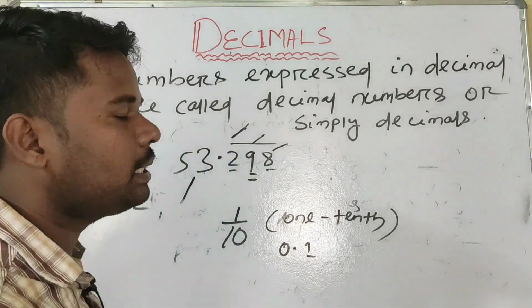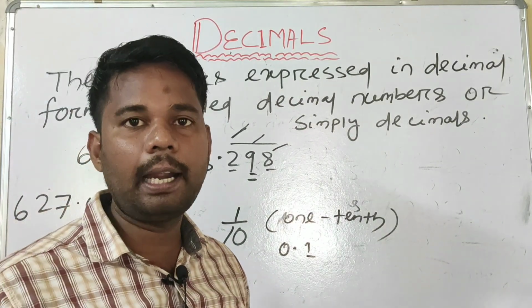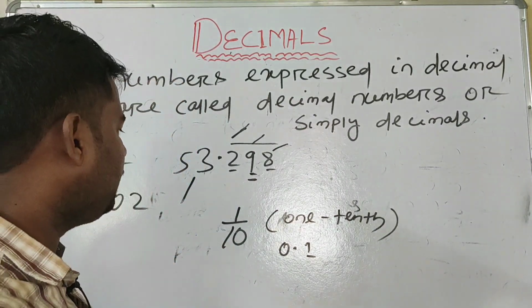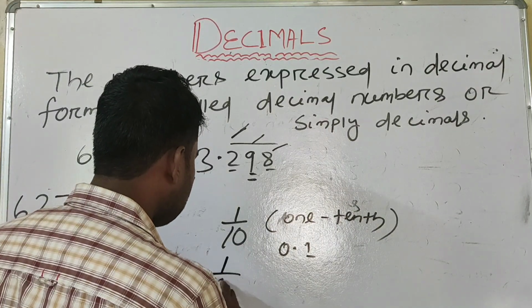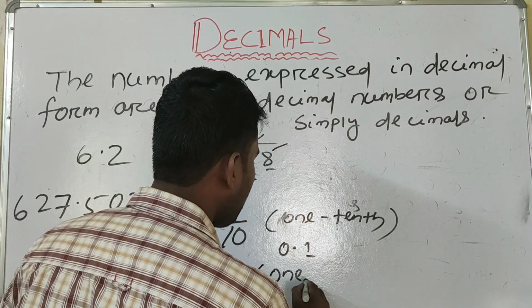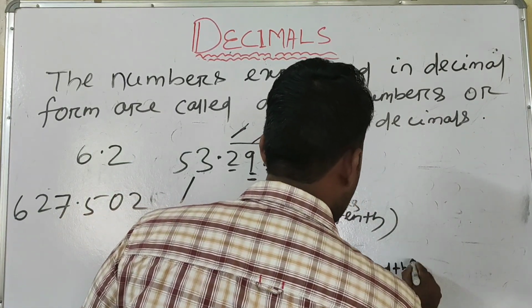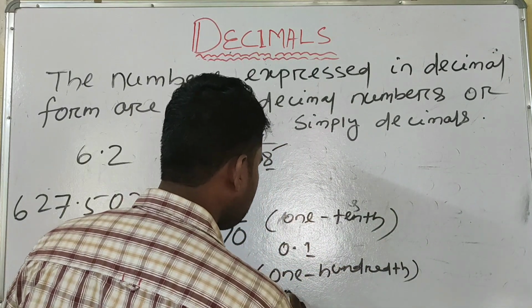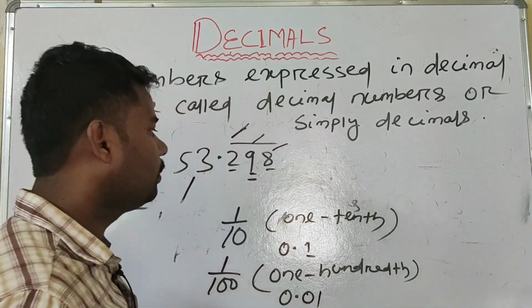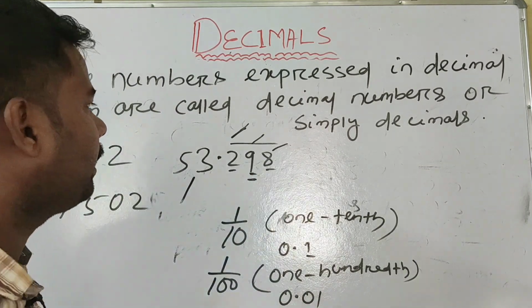A 100th part means if a block of unit is divided equally into 100 parts, each part is equal to 1 by 100. We can write this as 1 by 100, and in decimal it is written 0.01.